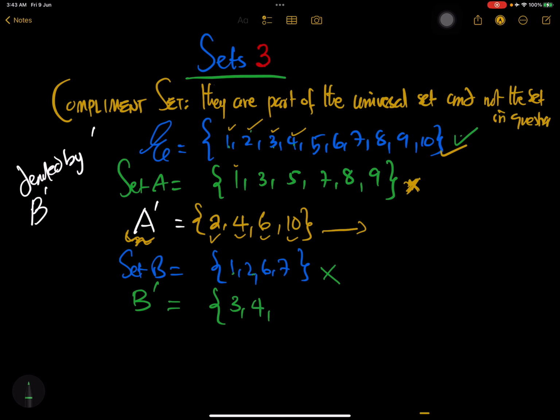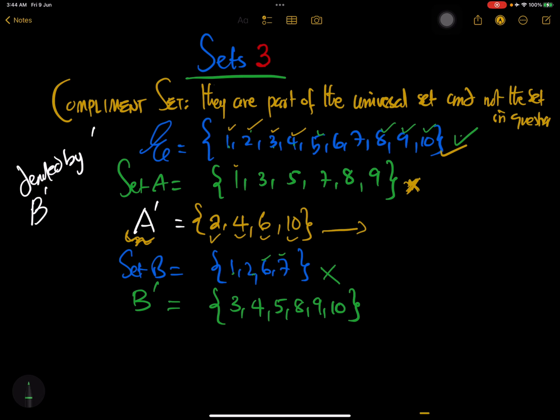If I take five, which is in the universal set and it's not in set B, it's also a complement. The next one is six. Six is already in set B, so we ignore that. Seven is also already in set B, we ignore that. But 8, 9, and 10 are not in set B. So we can say that 8, 9, and 10 are part of the complement of set B.